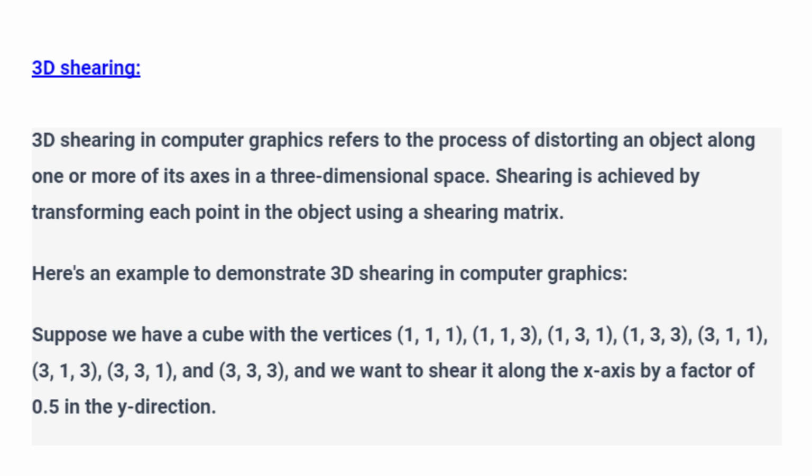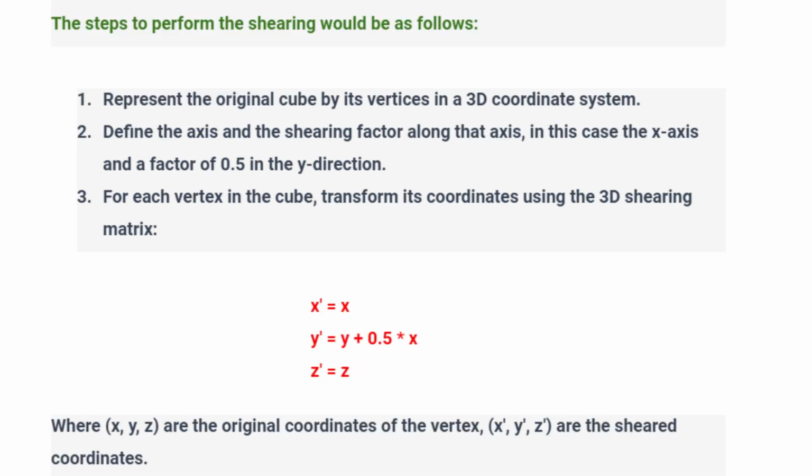Suppose we have a cube with the vertices (1, 1, 1), (1, 1, 3), (1, 3, 1), (1, 3, 3), (3, 1, 1), (3, 1, 3), (3, 3, 1) and (3, 3, 3), and we want to shear it along the x-axis by a factor of 0.5 in the y direction. The steps to perform the shearing would be as follows.